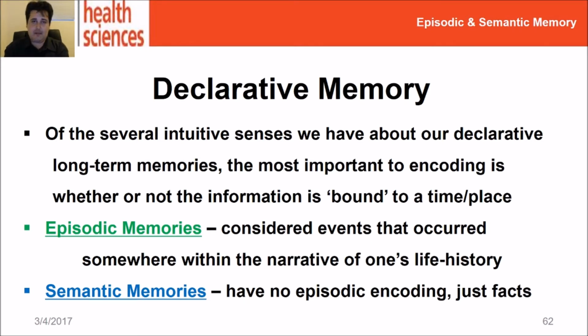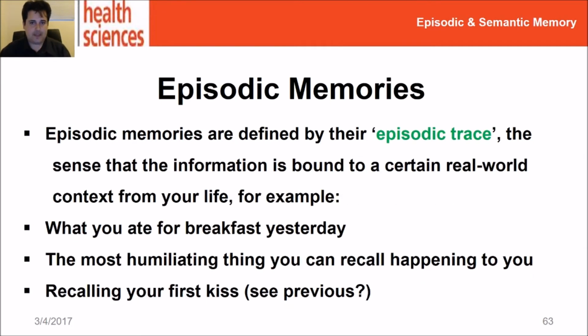A semantic memory, again, we actually have an everyday layperson term for this that is a little bit different. Your semantic memory is literally just your general knowledge. It's things that you know, but you can't really place where you learned them in your life history. You just know that you know them. It's just general knowledge.